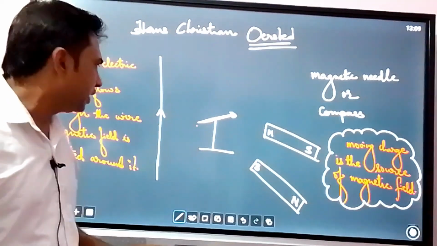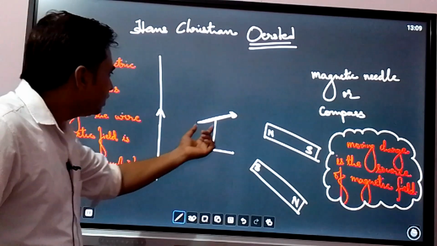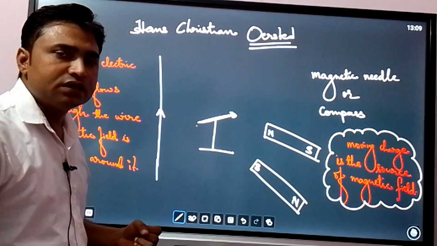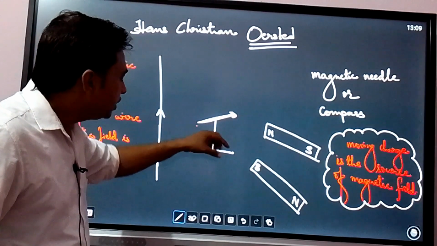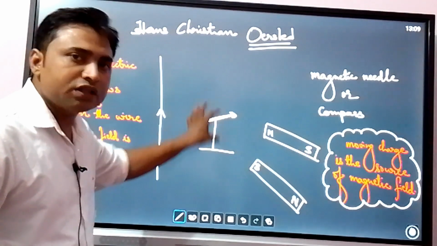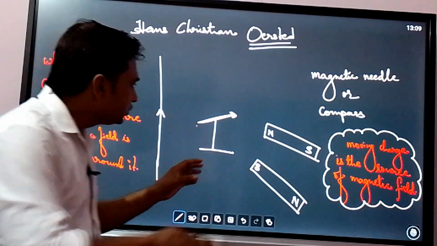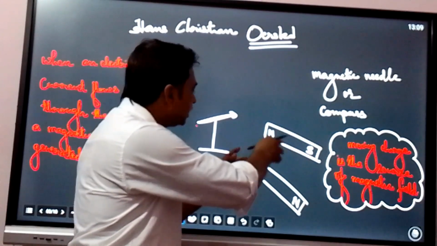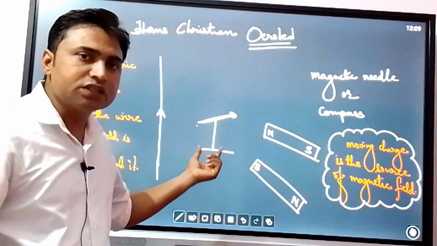So what he observed was that when a current was passing through the wire, there was a deflection in the magnetic needle. But these magnetic needles can only be deflected if there is a magnet nearby, or if there is a magnetic field. But he saw that there is no magnet beside this magnetic needle. Still it is deflecting, still it is showing movement.